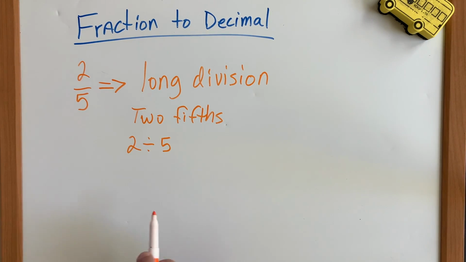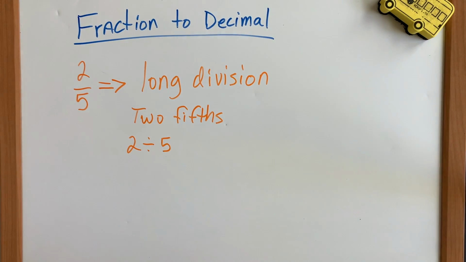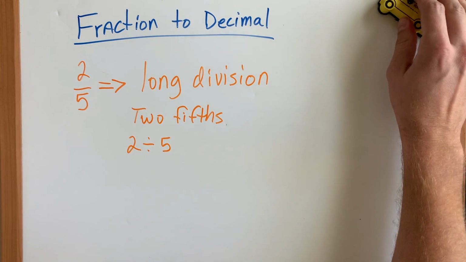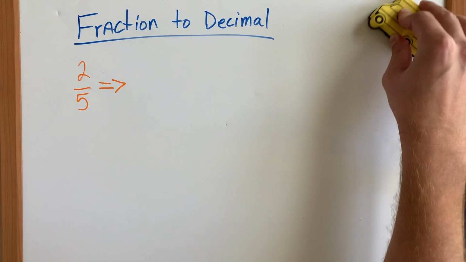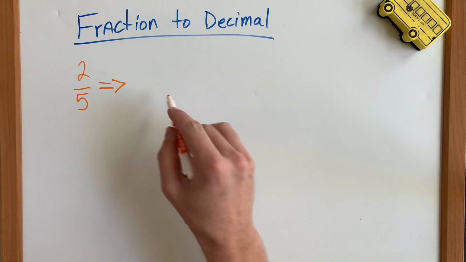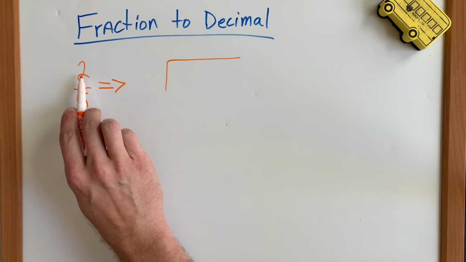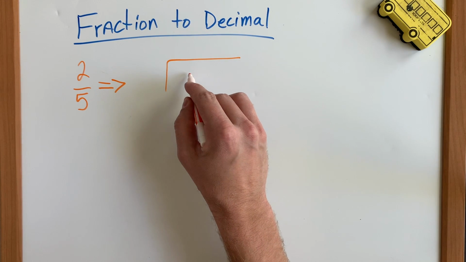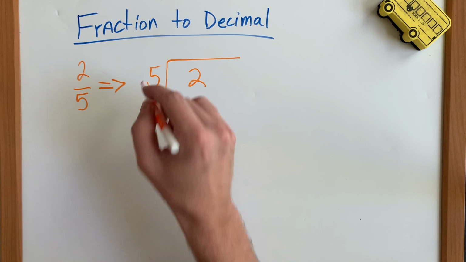So to convert fractions to decimals, we're going to take our fractions and read them as long division. Let's go ahead and see how a fraction problem lines up to long division. The numerator is going to go on the inside. The denominator is going to go on the outside.